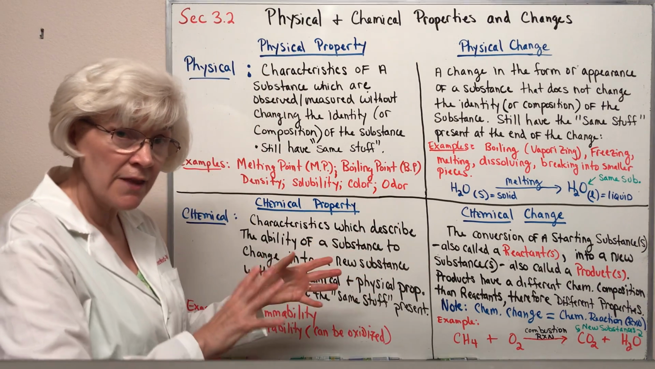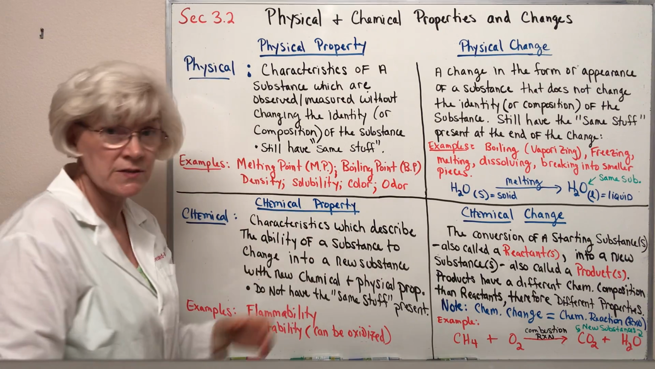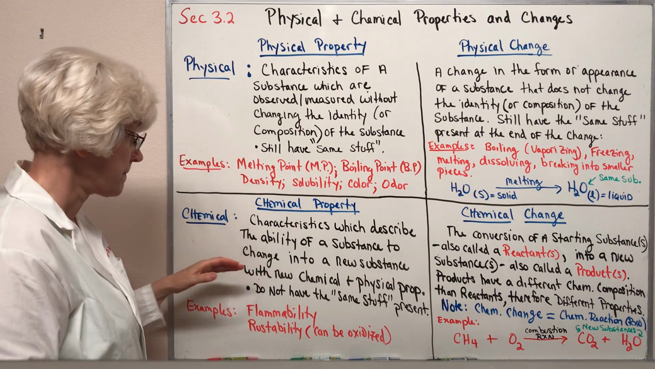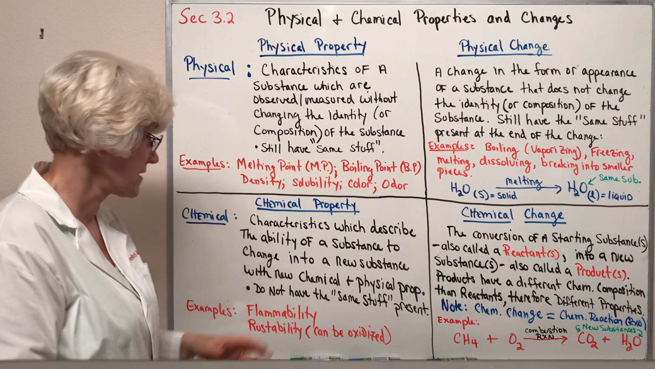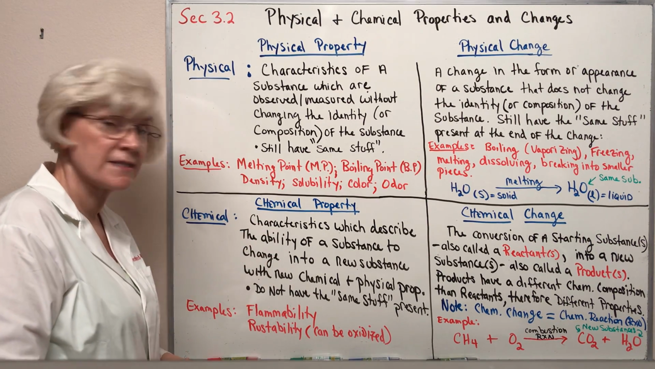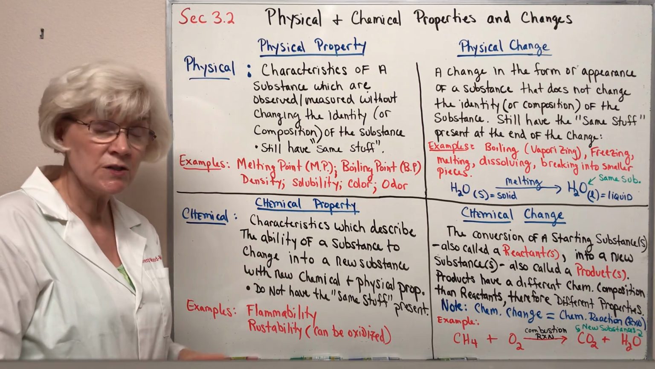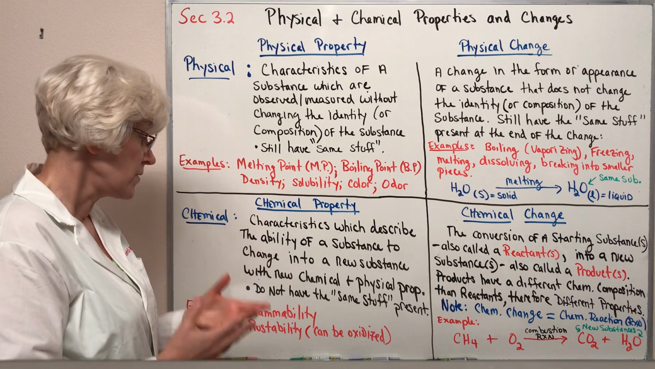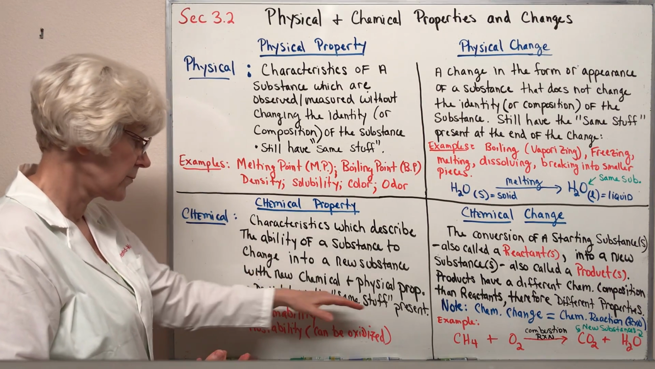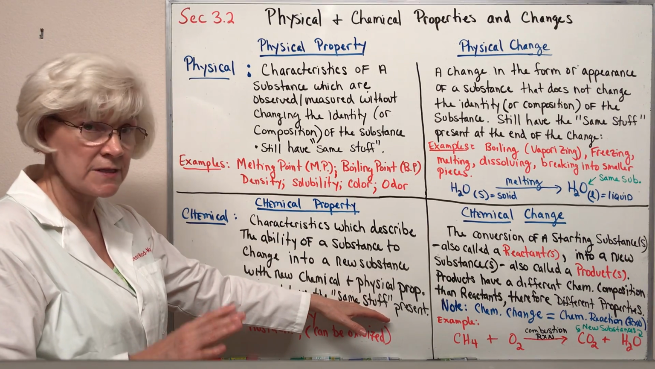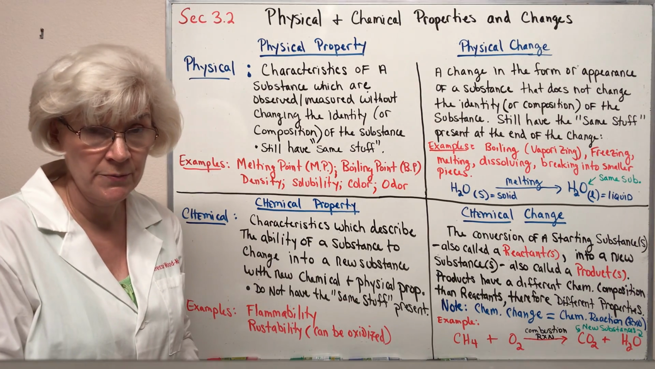Let's transition to the other major type of change, and that's chemical change, closely associated with chemical properties. If you are talking about a chemical property of a substance, you're referring to characteristics which describe the ability of a substance to change into a new substance with new chemical and physical properties all its own. In other words, you no longer have the same stuff present at the end when you're talking about a chemical property.